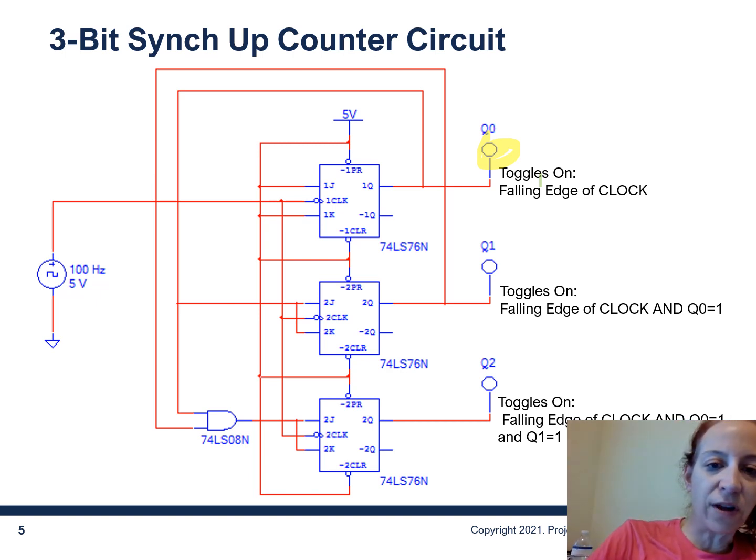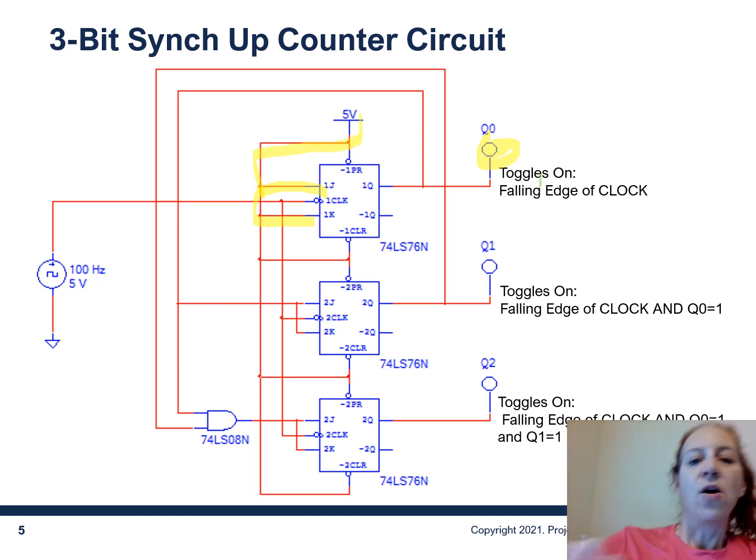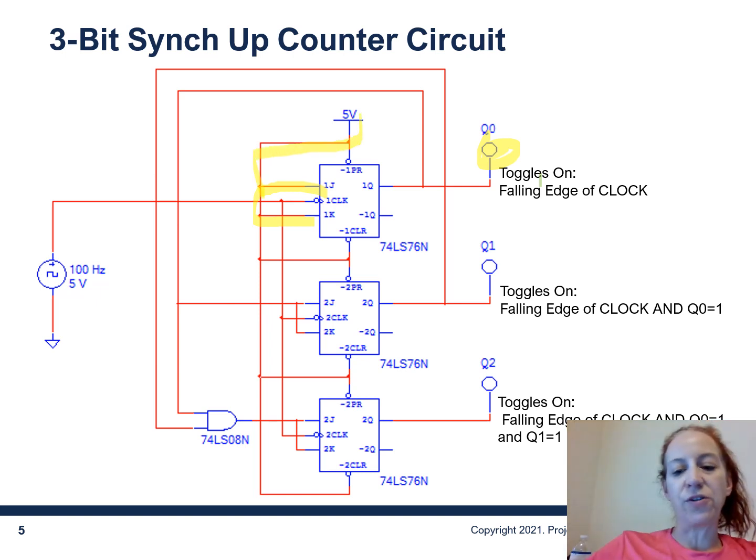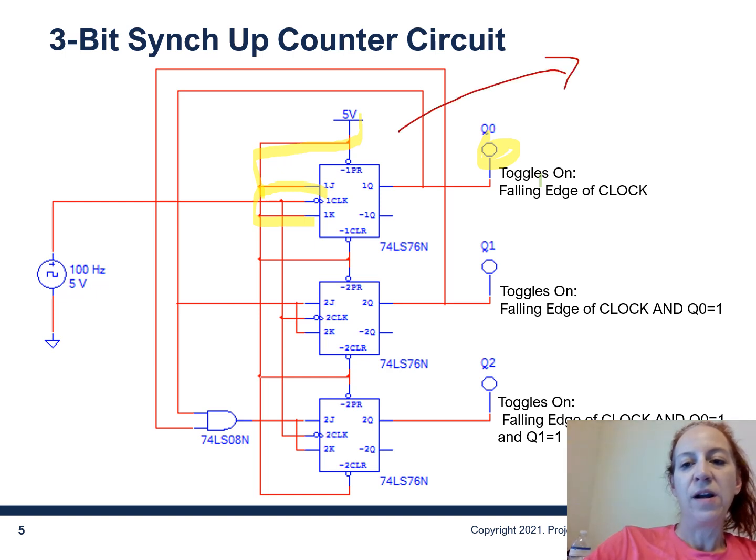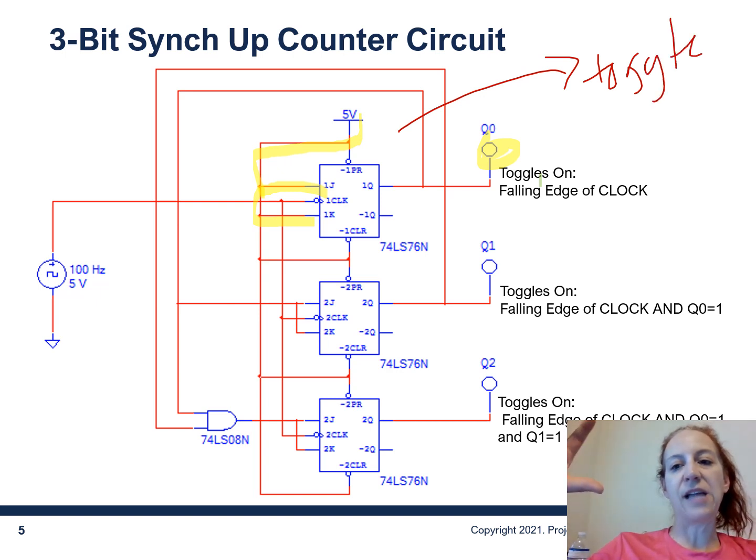When you look at the first flip-flop, if you look at J and K, both of those are tied directly into the 5 volts, which you may or may not remember is toggle mode. So that means that it is set to toggle.